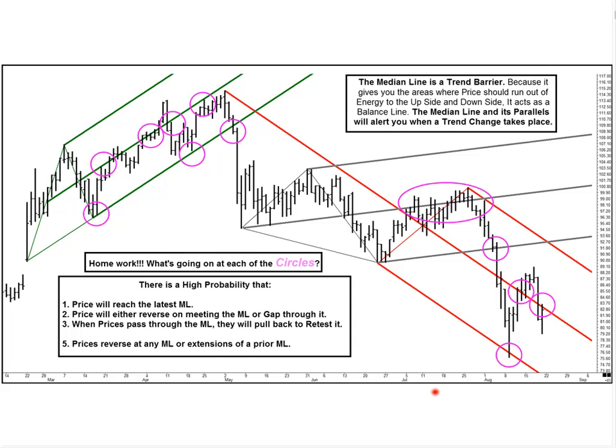Mark it up. Take your time. Draw in the 3 median lines.